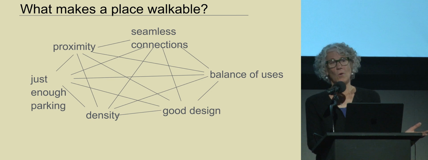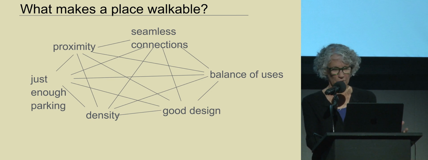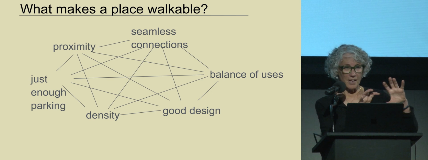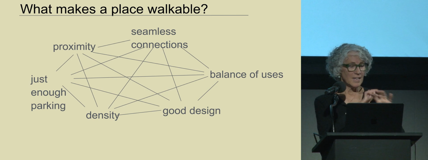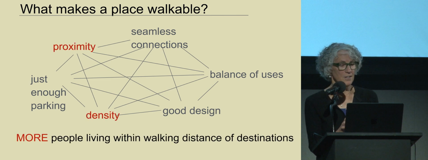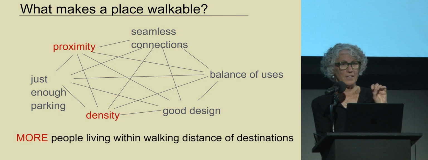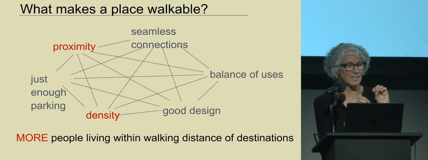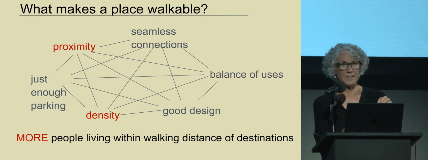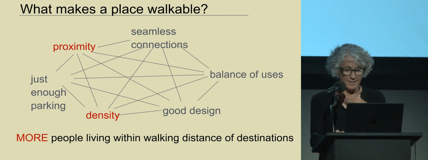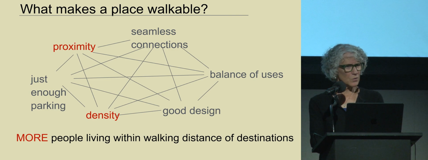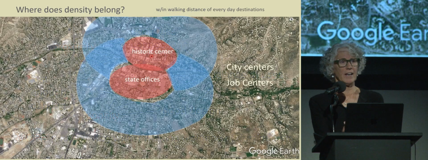And I could go on about what makes a place walkable. I wrote a whole book about it. There are all these elements that are necessary and interconnected, but the thing that really matters here is these two things: proximity and density, and you need those working side by side to get any kind of level of walkability. It's really just putting people right near the places where they need to go every day.